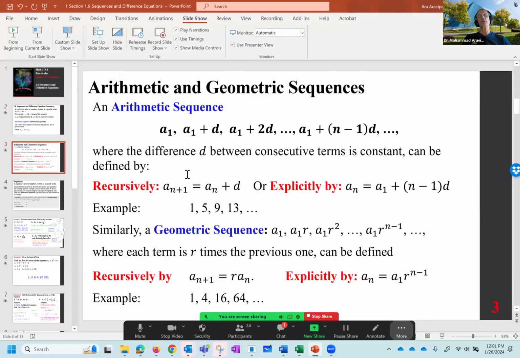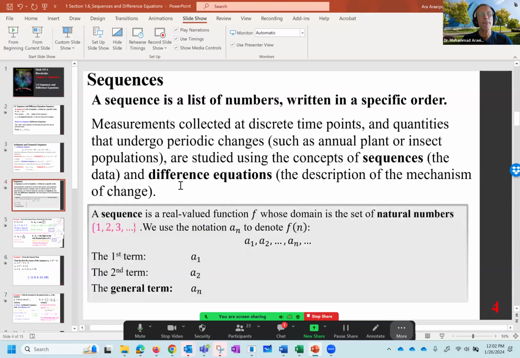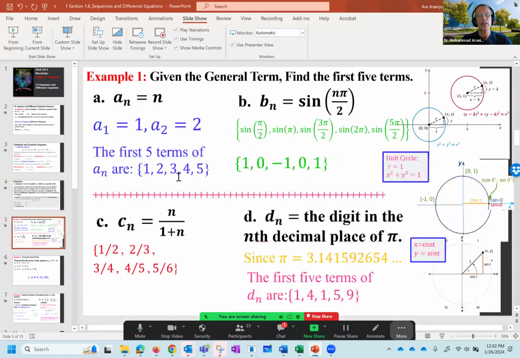We looked at the arithmetic sequence, which in short means we add a constant. We call it a difference or distance. In the case of a geometric sequence, we multiply by a constant and we call it a ratio. Then a formal definition of a sequence was given, and in this page we looked at a bunch of examples where the general term was given and we wanted to find the first 5 terms, and we did that.